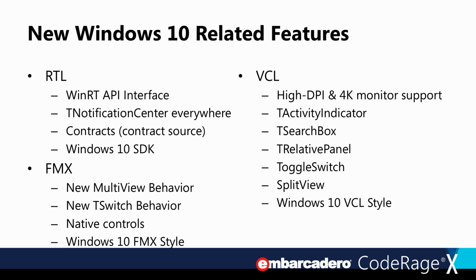On the RTL, we have WinRT API interfaces for a number of WinRT classes. We also have the TNotificationCenter component, which is now available across all platforms. Contract sources, allowing your application to share data with other applications. Notably under FireMonkey, we have new Multiview behavior and new TSwitch behavior, as well as the ability to render with native controls. On VCL, we've got high DPI and 4K monitor support and a bunch of new controls: the activity indicator, search box, relative panel, switch view, split view. Both FireMonkey and VCL also have new Windows 10 styles.